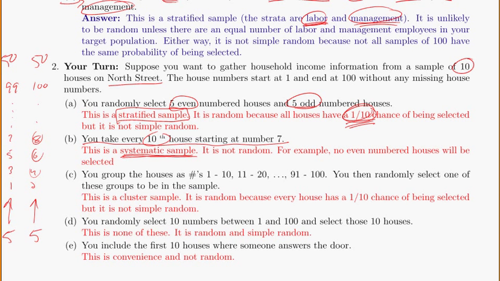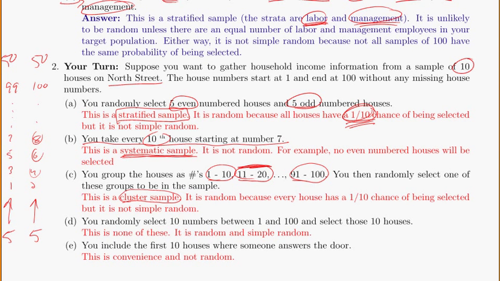You group the houses 1 to 10, 11 to 20, 21 to 30, up to 91 to 100, and you randomly select one of these groups and get every house in that group. This is, by definition, a cluster sample, because you're clustering them in their groups of 10. If you're in the group that gets picked, everybody in that group winds up in the sample. So that's a cluster sample.